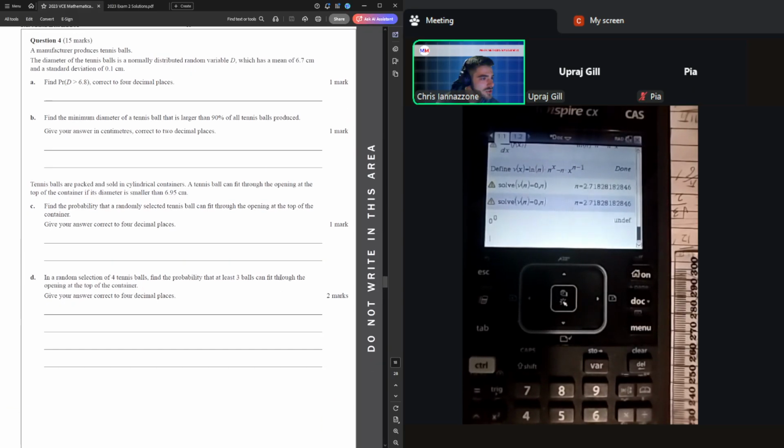We'll make a start in question 4. Probably won't get all that far with it. Got about 10 minutes left, but we'll see. Manufacturer, tennis balls. Diameter is normally distributed, mean of 6.7, standard deviation of 0.1. Find the probability d is greater than 6.8. This should be nice and fresh for some of us.